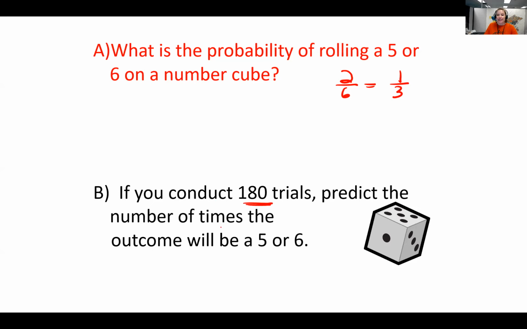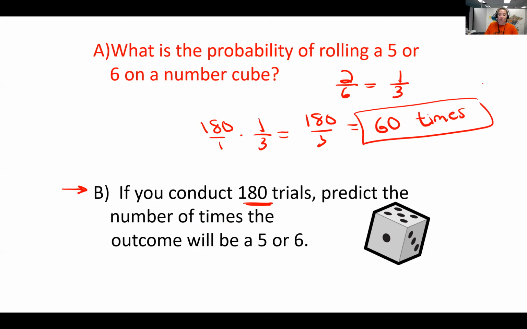So now we're talking about not experimental probability, because we don't know that data. So we can only answer this question theoretically. So theoretically, if we conduct 180 trials, I want to know what is 1/3 of 180. So I would say 60 times out of 180 times would we get either a 5 or 6 on a number cube.